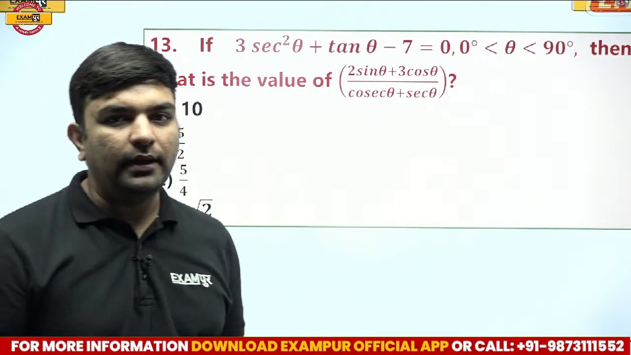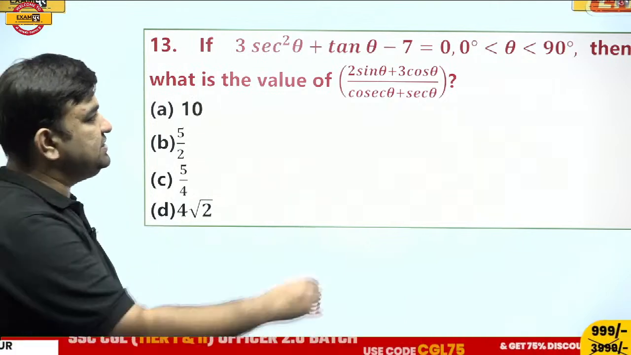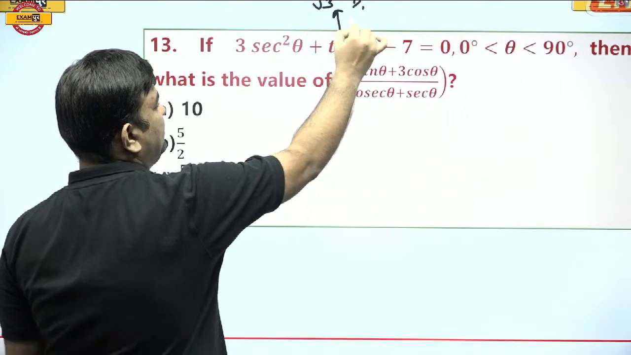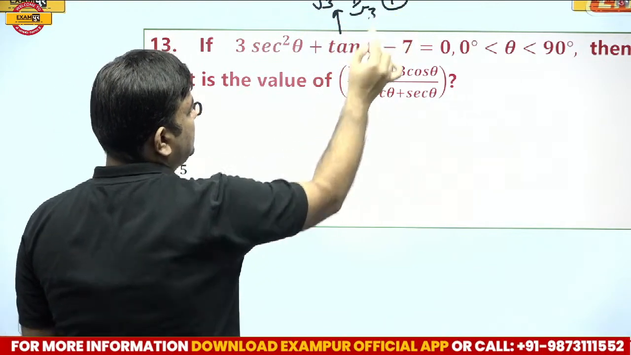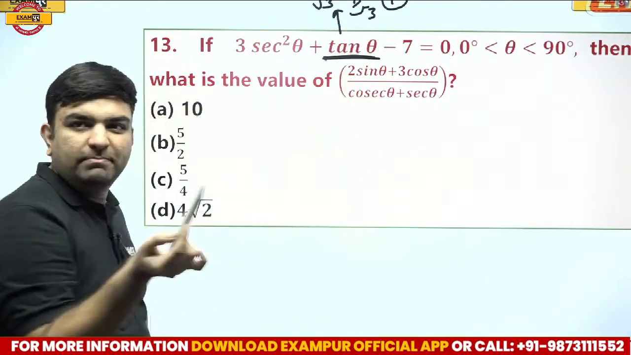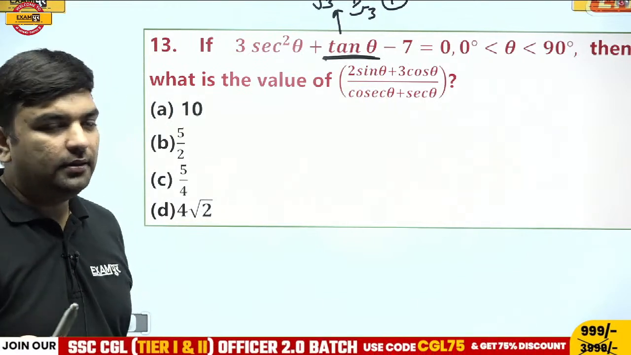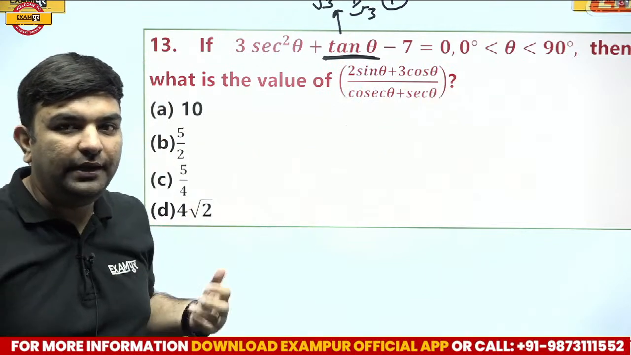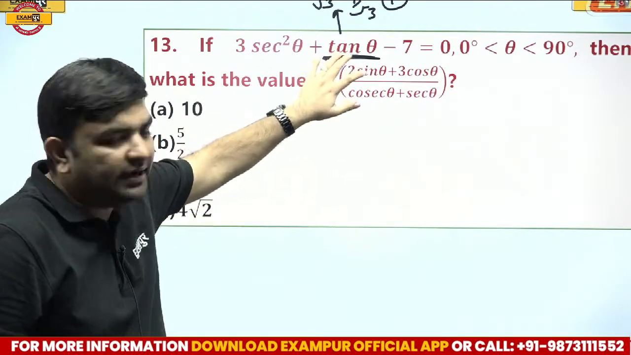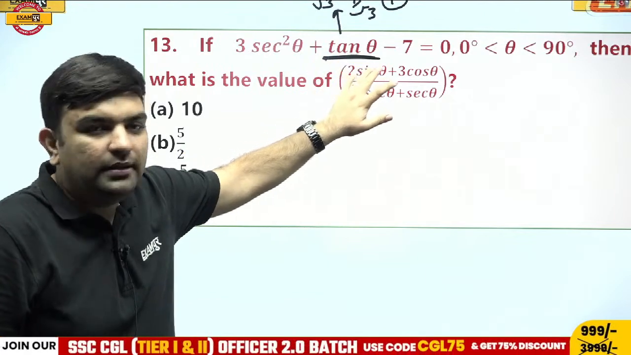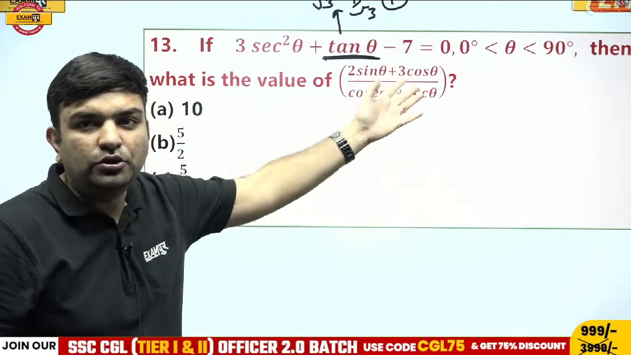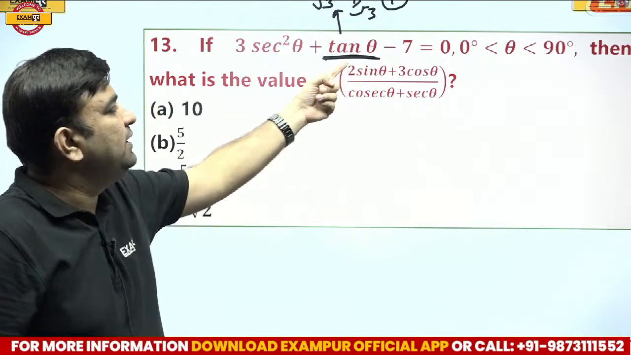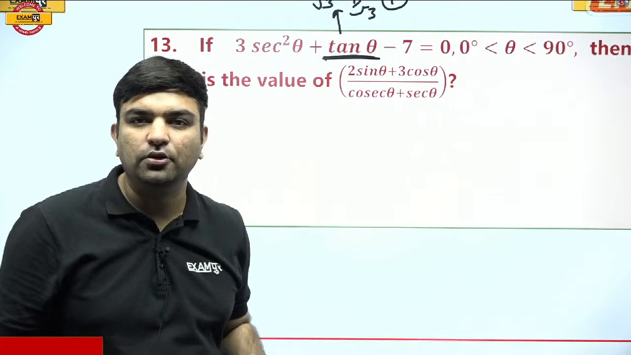Do you remember any value of tan theta which is rational? One value is root 3, one is 1 by root 3, another is 1. So it should be without surd, because then only it can become equal to 0. If it is with surd, it will definitely not become equal to 0, because this is a square, and a square is always without surd.